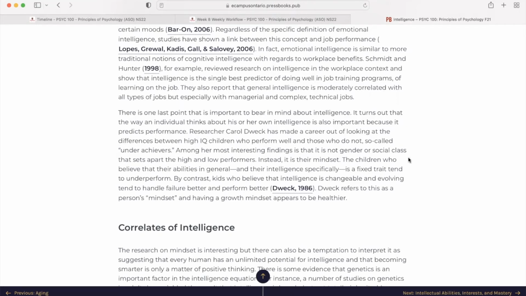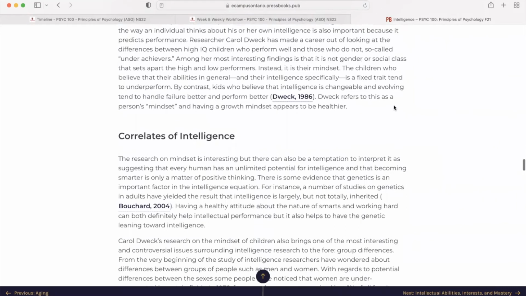The children who believe that their abilities in general and their intelligence specifically is a fixed trait tend to underperform. By contrast, kids who believe that intelligence is changeable and evolving tend to handle failure better and perform better. Dweck refers to this as a person's mindset, and having a growth mindset appears to be healthier.